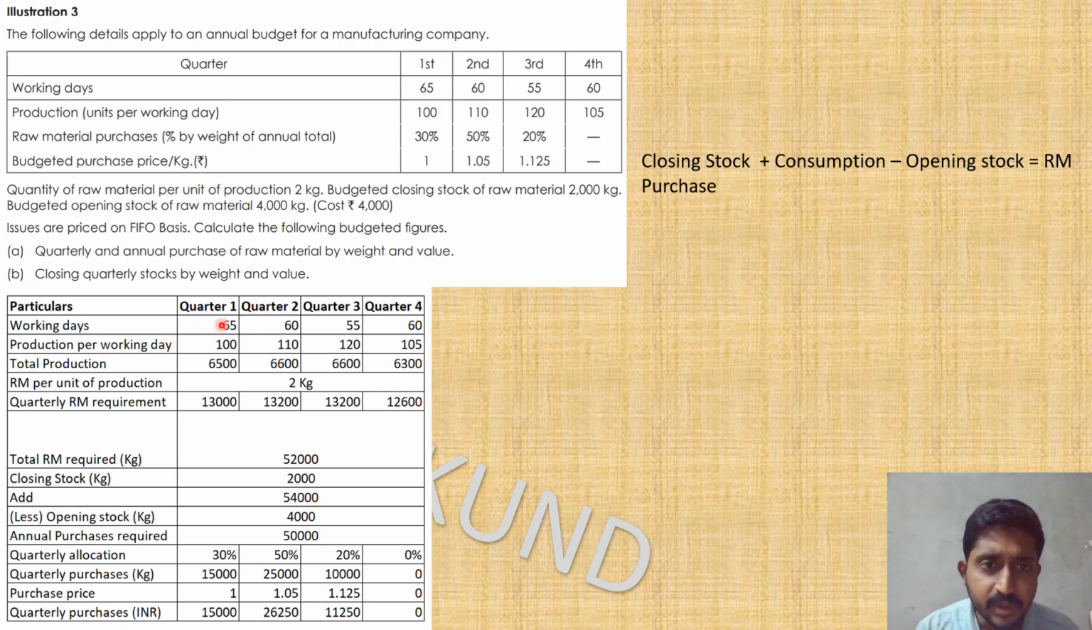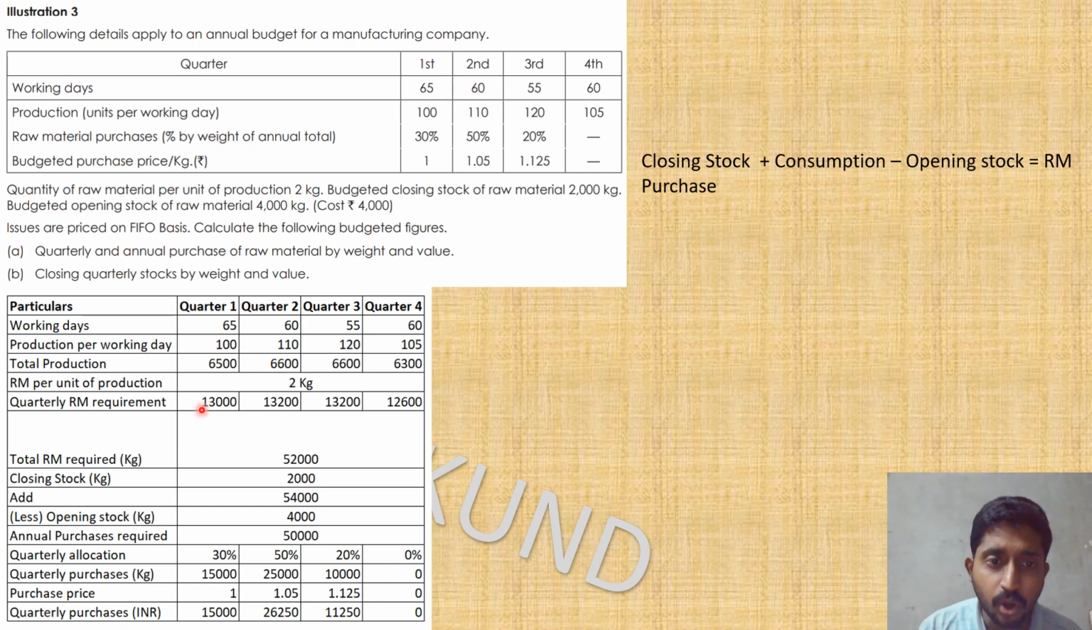So working days is given in each quarter, and production per day is given. So if we multiply the first two rows, we will get the total production in the respective quarter. And we are also given data that raw material for 1 unit of production is 2 kg. So the total production quantity into 2 is going to be the raw material requirement. Now we have in kg what is the quarterly requirement. So here we have found only the requirement, but what we have to find is the purchases required.